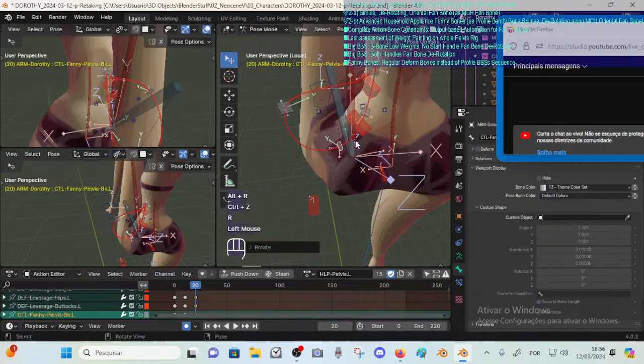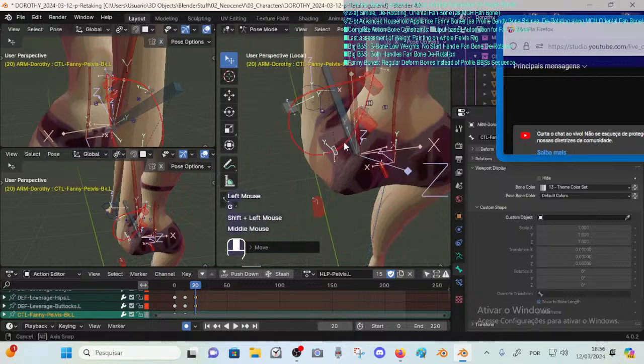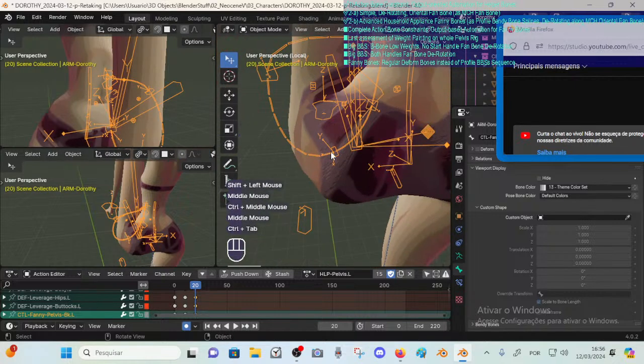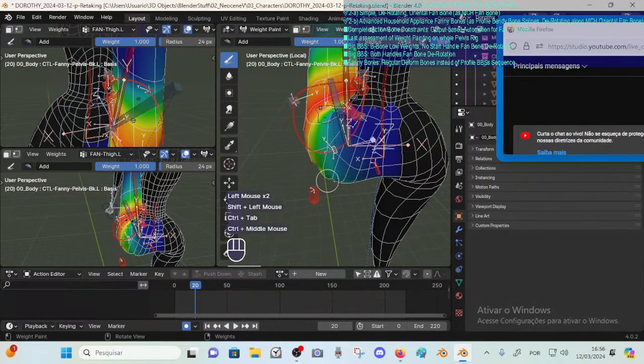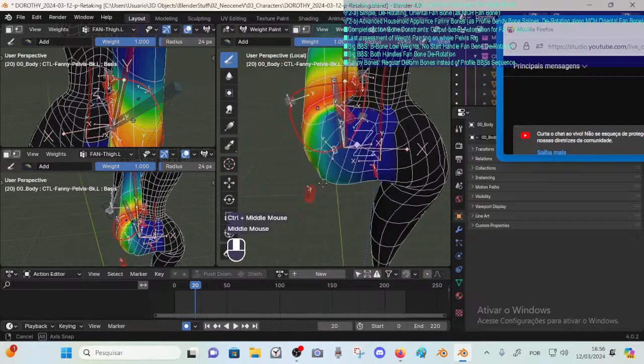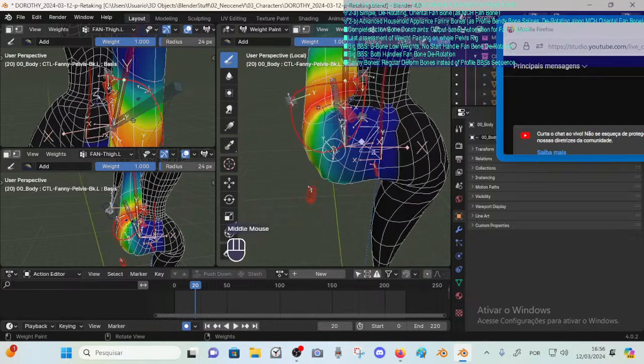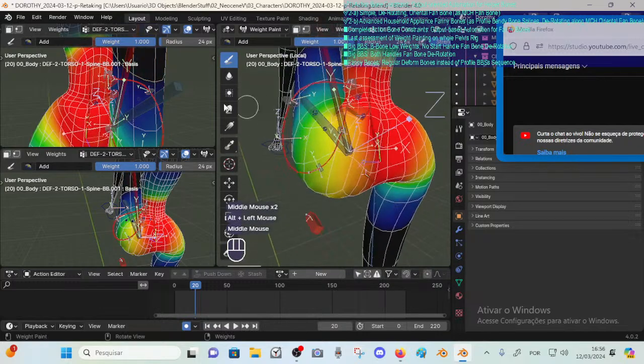The bendy bone spline shouldn't be causing this. So this is weight paint stuff. Let's investigate that. Oh, I see. Yeah, so here it's length reduction. Maybe here we could blur.